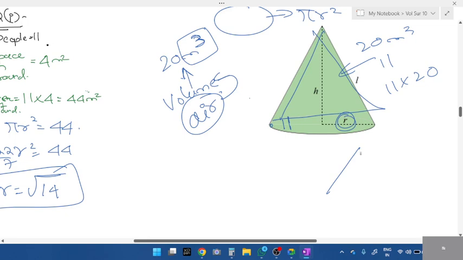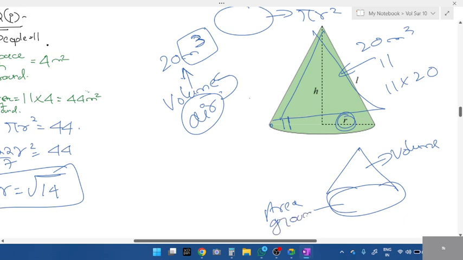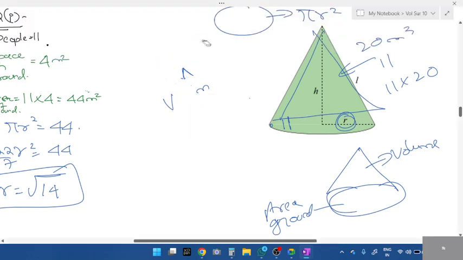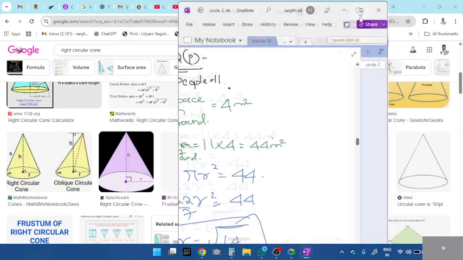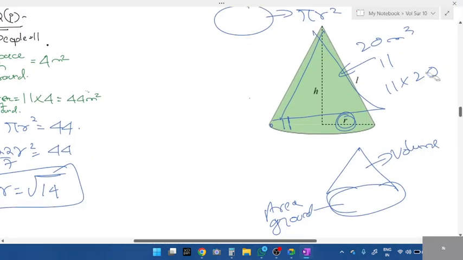So a cone will have two parts. One is this volume, and the other one is the base of the ground, the area of ground. Area of ground is what we found. Using area of ground, we found radius. Now we'll use volume and find the height value. Is this clear? 20 meter cube of air, how to convert into volume? All of you understood this concept?